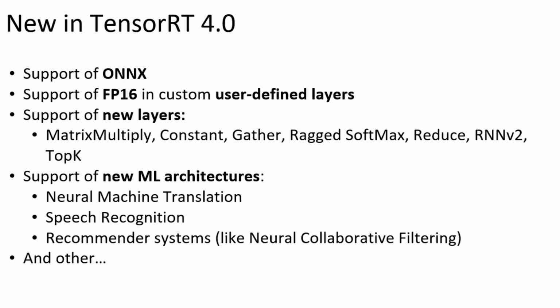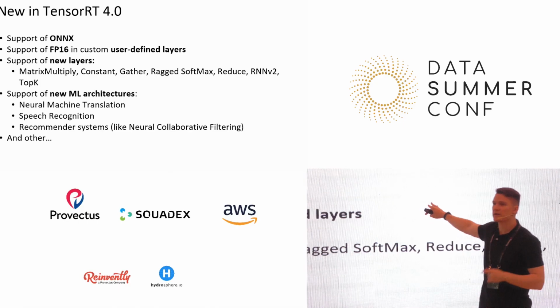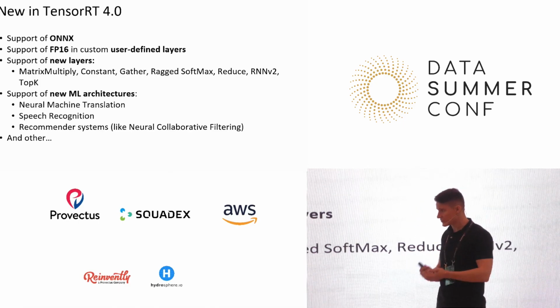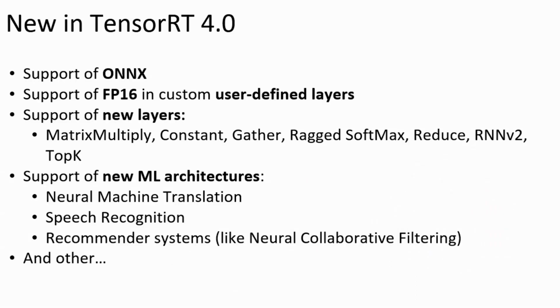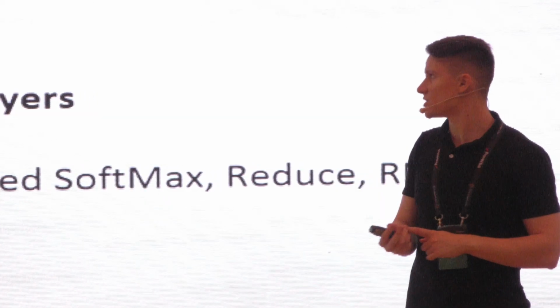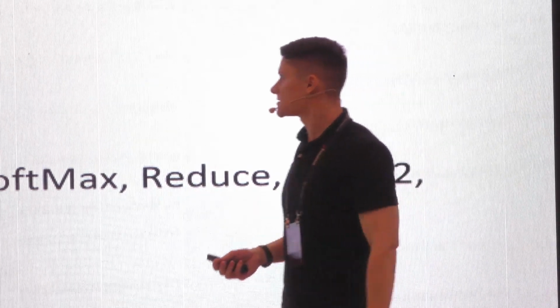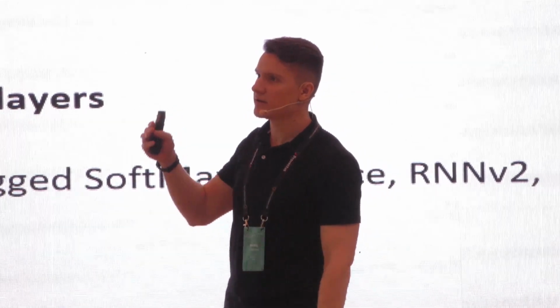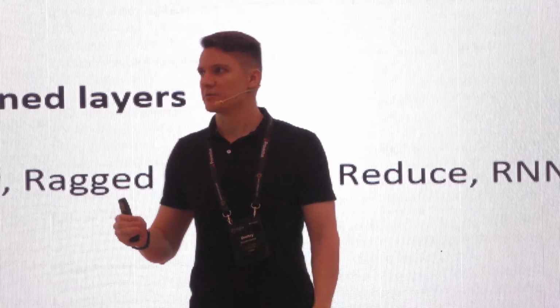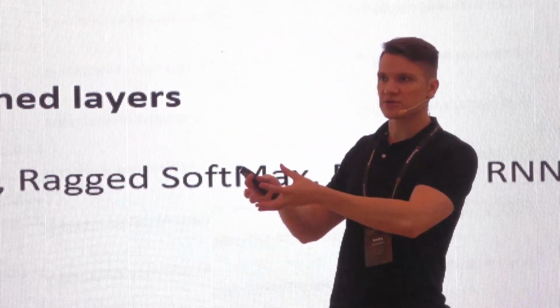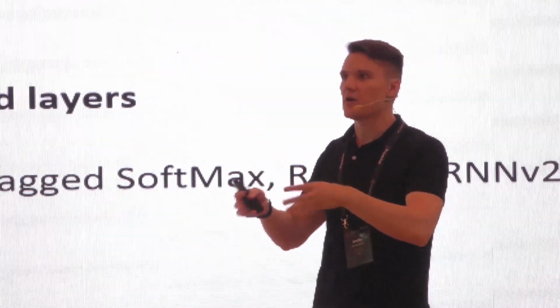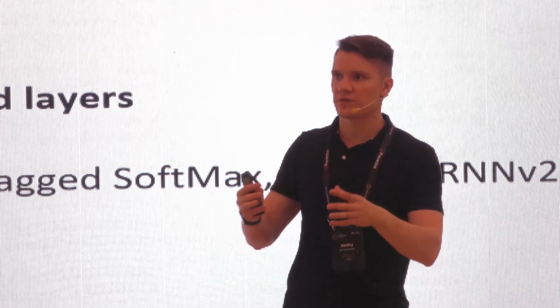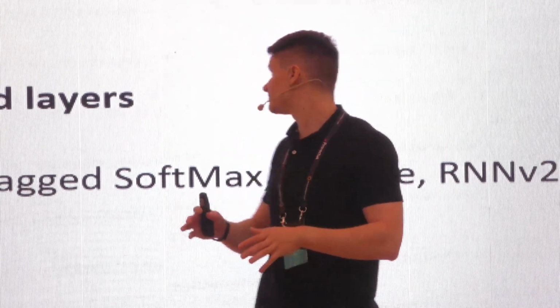And for those of you who are already familiar with TensorRT, just for you, what's new in the latest version 4.0, which was released recently? First, support of Open Neural Network Exchange format. Next, support of FP16 in custom layers. That means that you can now write your custom layers and use FP16 there. Previously, you had to use FP32, and that was not so optimal.